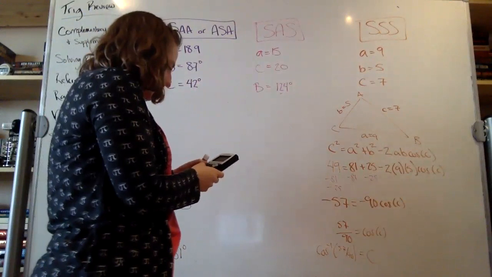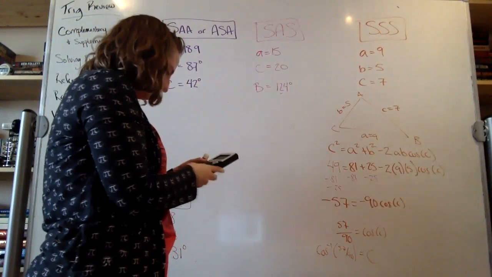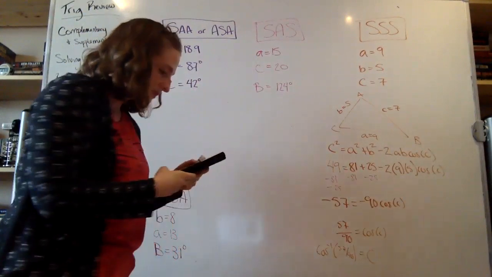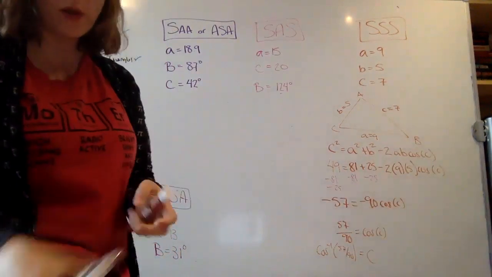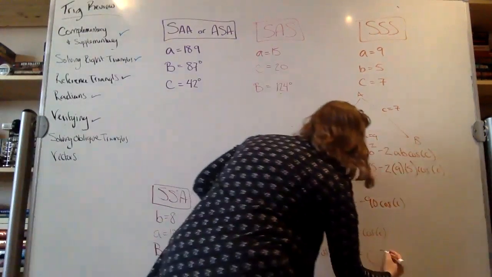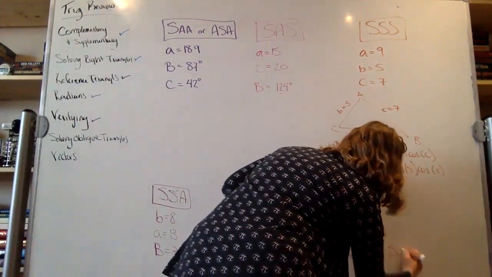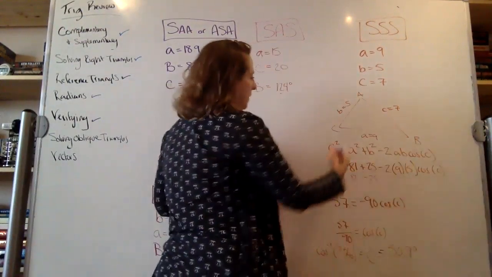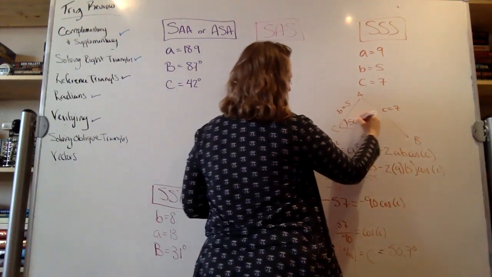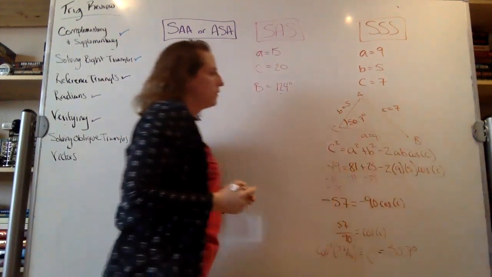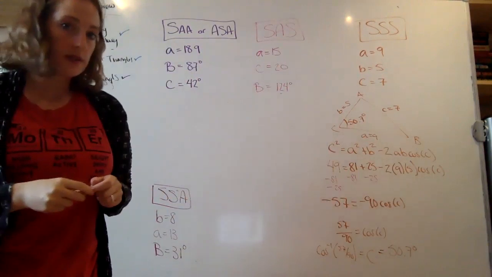Inverse cosine of 57/90 gives me 50.7035. So I'm going to round that to 50.7 degrees. So now we know that our C is 50.7 degrees, okay? At this point, we have 2 choices.